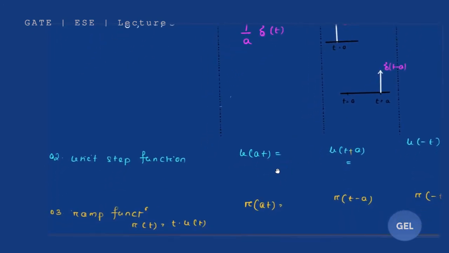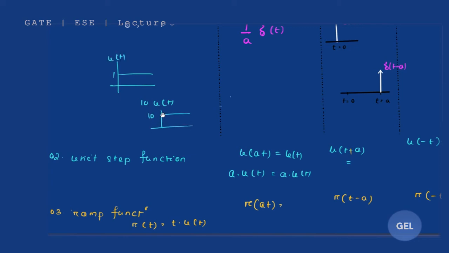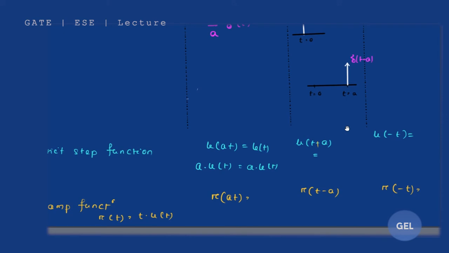For unit step function, u of at is nothing but u of t. It takes the scaling factor. It doesn't matter whether a is less than 1 or greater than 1, it is always u of t. But if you do a into u of t, where u of t was 1, then for example 10 into u of t increases the amplitude factor by 10. So that is not so important.